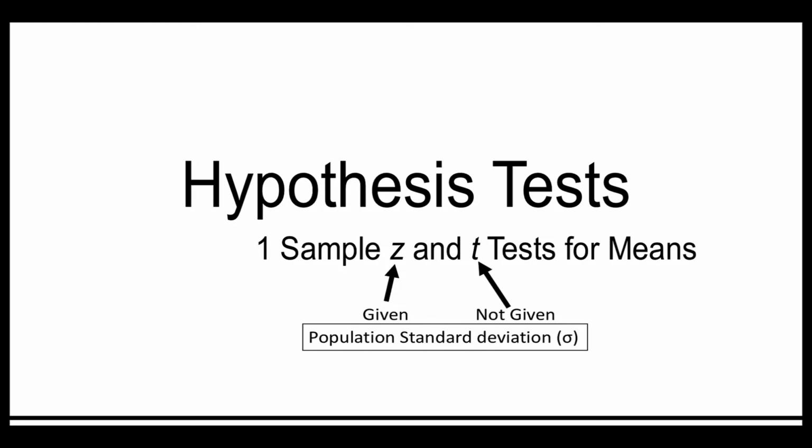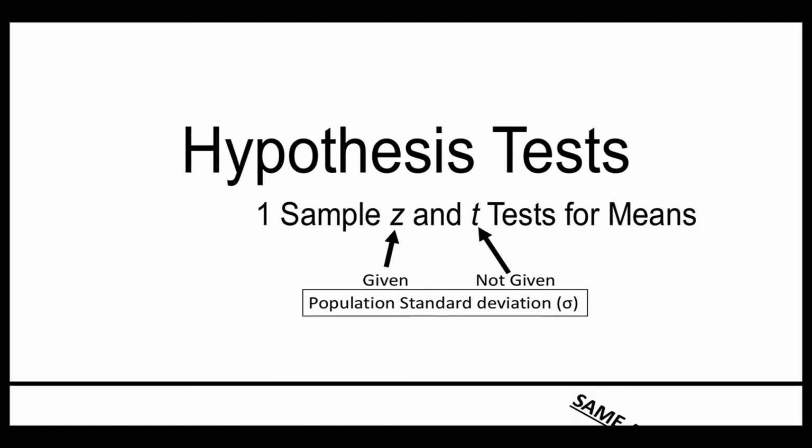So for means, we have two: Z and T. We learned about that in confidence intervals. Why is it Z? Why is it T? When do we have one over the other? What is T? We learned all about that stuff.